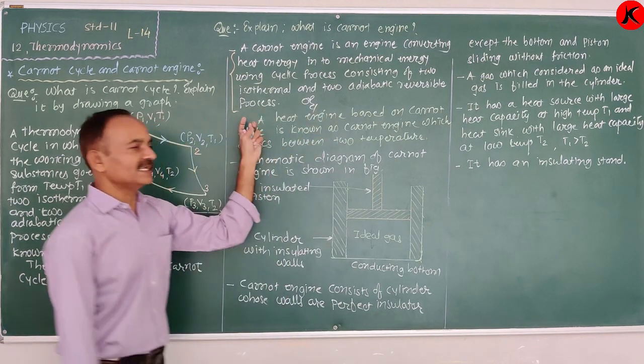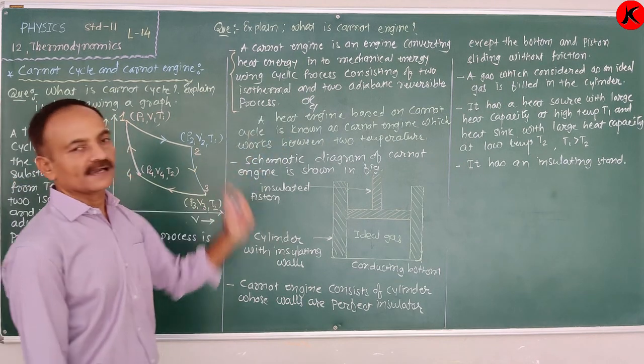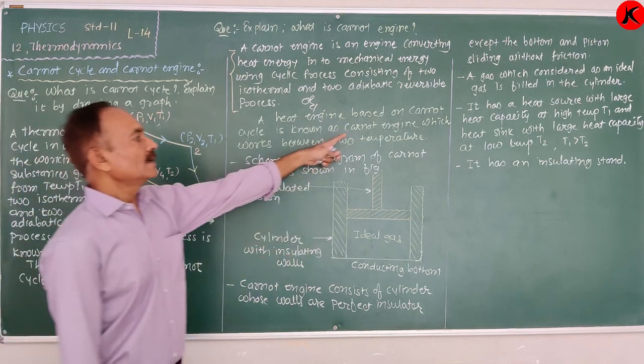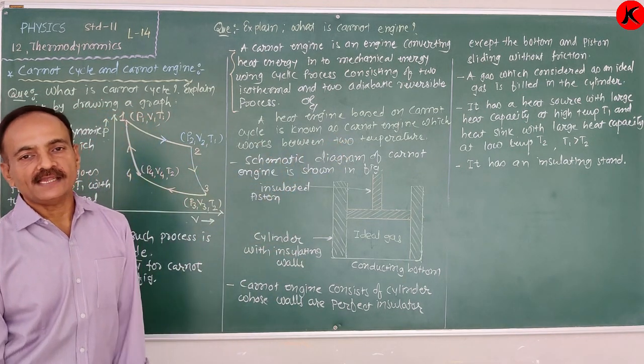The other definition is a heat engine based on the Carnot cycle is known as a Carnot engine, which works between two temperatures T1 and T2.